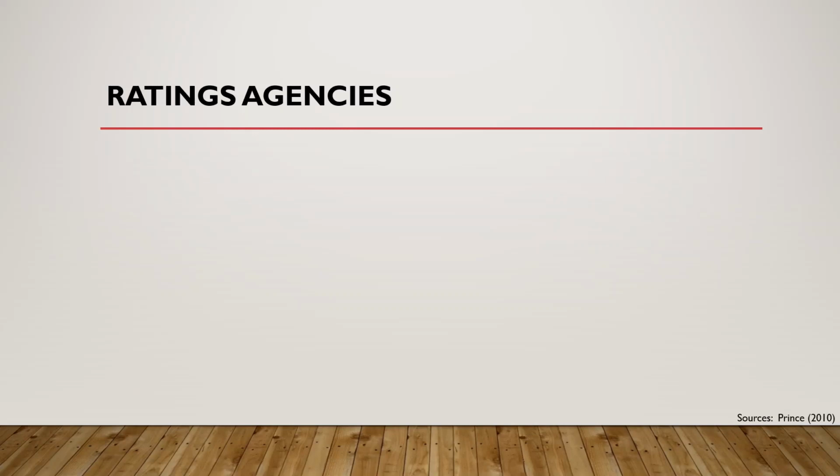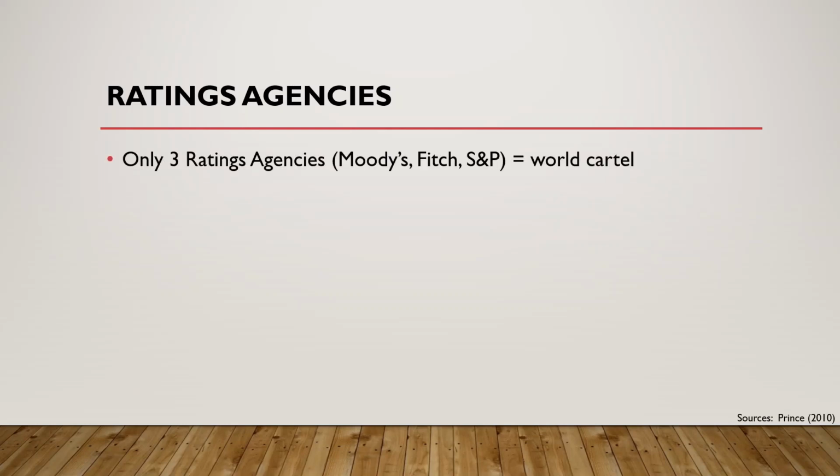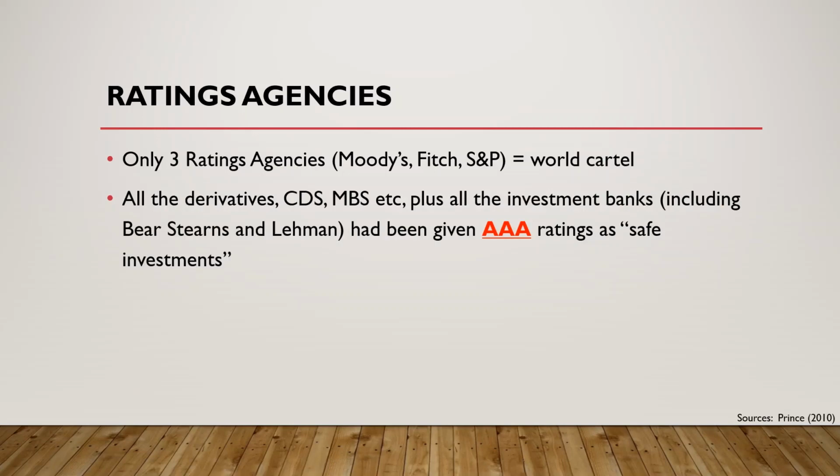Now, there is a group of people that is mainly responsible for this financial crisis, and they are the rating agencies: Moody's, Fitch, and S&P. These were the three main rating agencies. They rated this kind of mortgage investment, CDS, MBS, and investment banks such as Lehman Brothers, which went bankrupt at that time, as AAA, which means a safe investment.